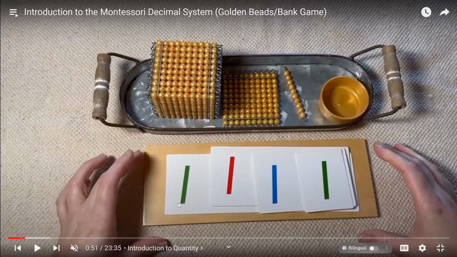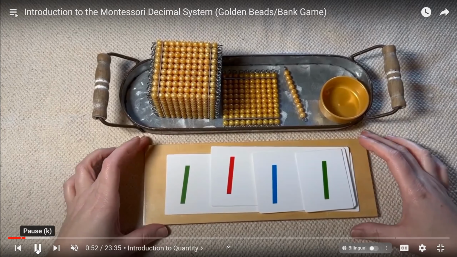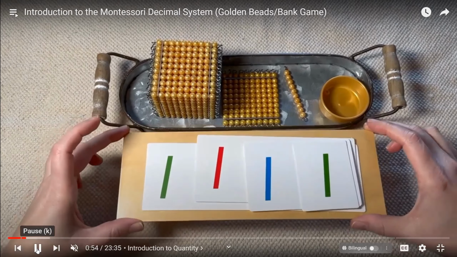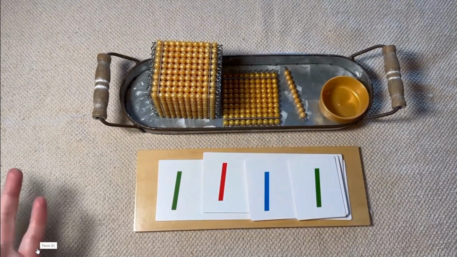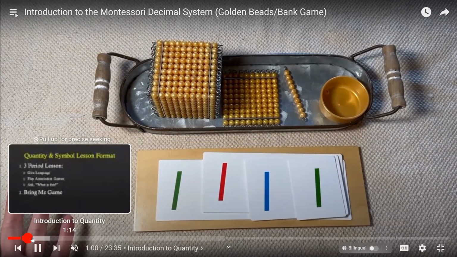Now coming to the symbols, how it looks. 1,000 will be represented by 1,000, 100 by 100, 10 by 10 and 1 by 1. If you see, they're all color coded. Let's quickly see how we can demonstrate. If you don't want to introduce the symbols right away, you can skip that. Or if you want to introduce simultaneously, you can introduce both of them.